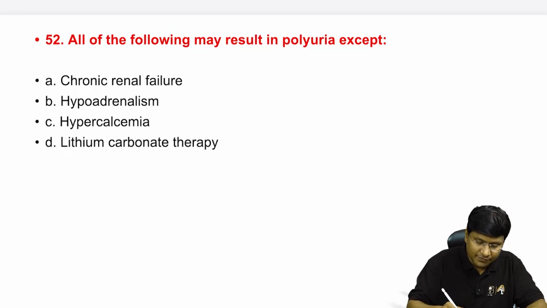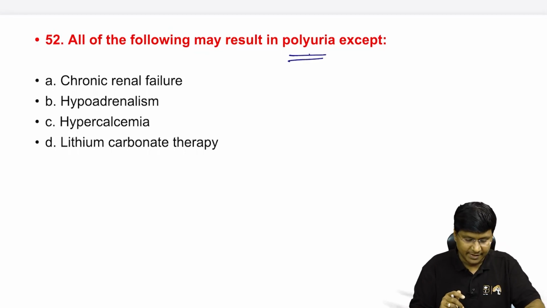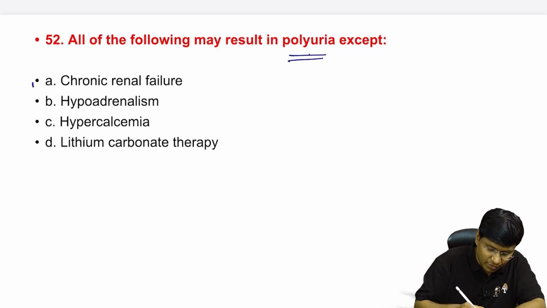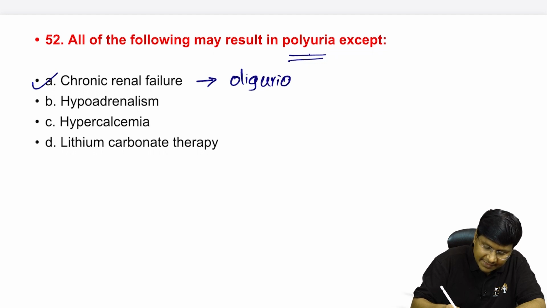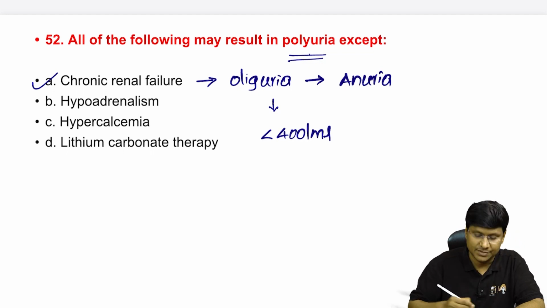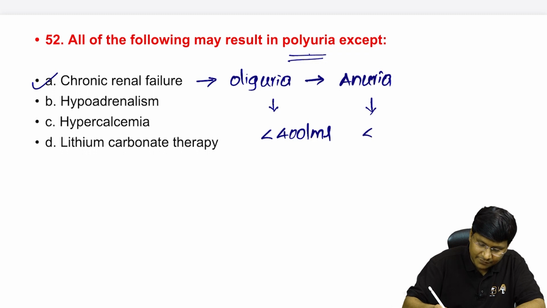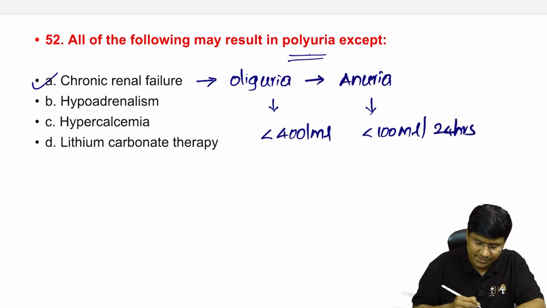Next question. All of the following may result in polyuria except: chronic renal failure, hypoadrenalism, hypercalcemia, lithium carbonate therapy. In patients with chronic renal failure, they will have oliguria first, followed by anuria. Now, what is the definition of oliguria? Oliguria is when the urine output is less than 400 ml per 24 hours, whereas anuria is when the urine output is less than 100 ml per 24 hours.